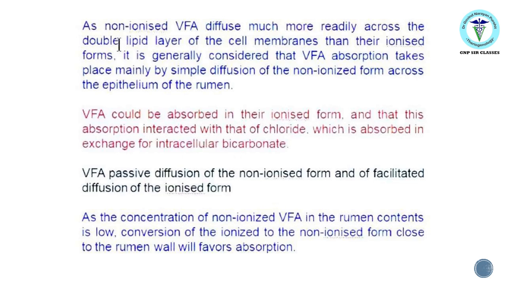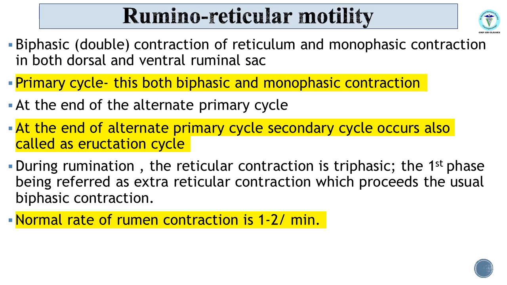VFA absorption mainly occurs through simple diffusion of the non-ionized form across the rumen epithelium. The concentration of non-ionized VFA in the rumen contents is low, favoring absorption into the bloodstream. Rumenoreticular motility involves biphasic and monophasic contractions in the reticulum and ruminal sac. The primary cycle includes both types of contractions, while the secondary cycle, or eructation cycle, occurs at the end of the alternate primary cycle. Normal rumen contraction rate is 1-2 per minute.